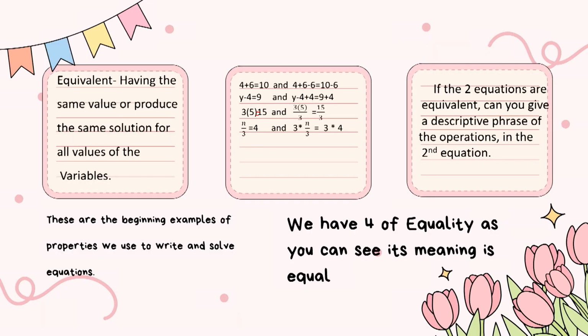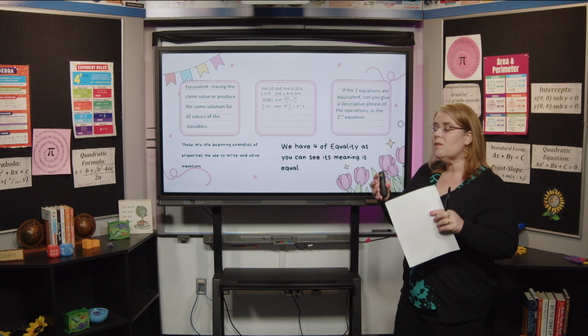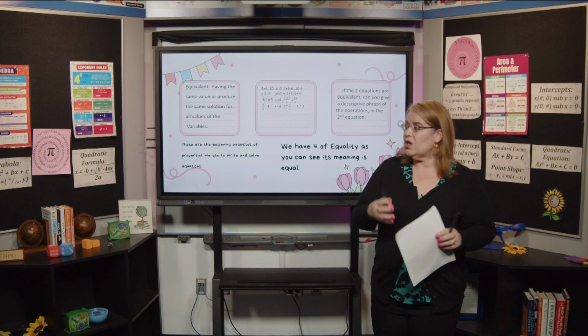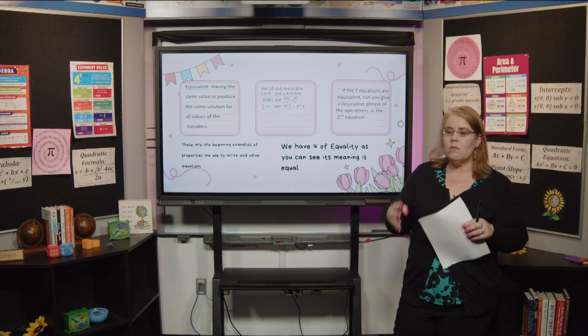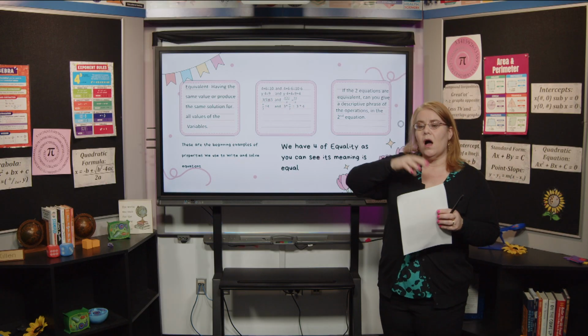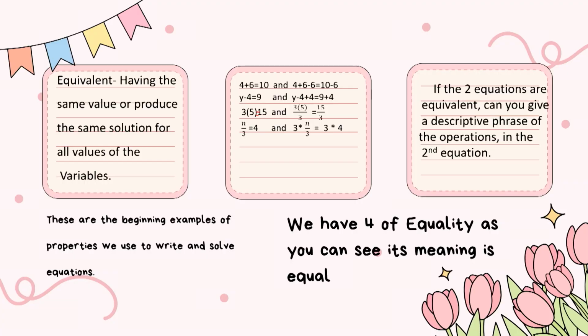Equivalent. Now, when we talk about math, we're talking about Algebra 1, geometry, Algebra 2, pre-cal. It does not matter what level of mathematics we're looking at, we are going to have to worry about the word equivalent. Equivalent means the same thing as equal, the same. You will see this in multiple problems, in multiple units, and also along the way up to college math. So I want us to make sure that we're getting this word down. So here we go. Equivalent: having the same value or producing the same solution for all values of the variables.